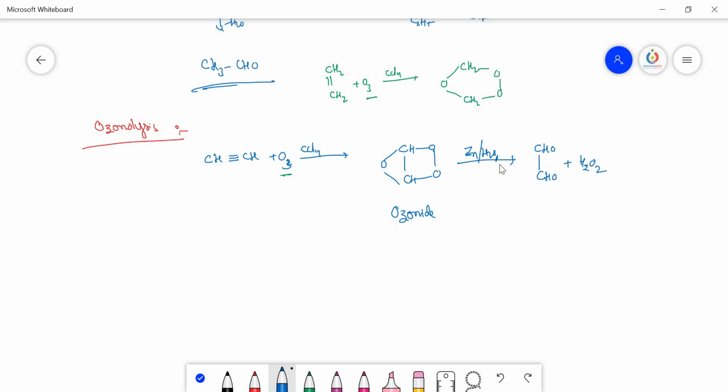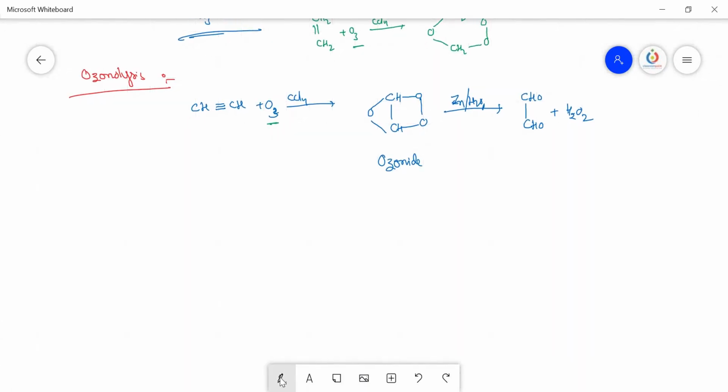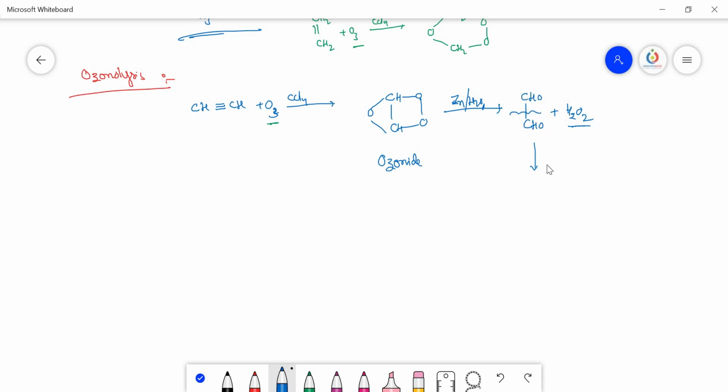I think you got my point. Whatever water is there, the water is oxidized to the peroxide. So when you are using oxidative ozonolysis or reductive ozonolysis, the products in the ozonolysis of alkynes are the same. Why? Because this particular peroxide will oxidize the carbonyl compound formed into the carboxylic acid. So it breaks this bond and it is oxidized to formic acid. So we get 2 moles of formic acid.